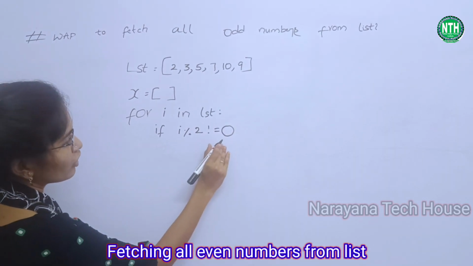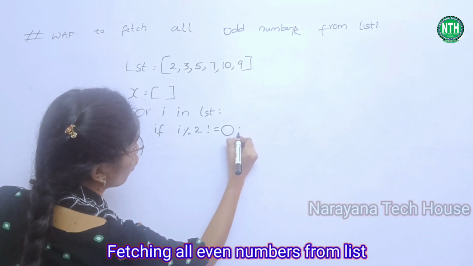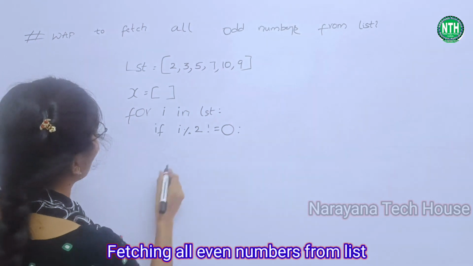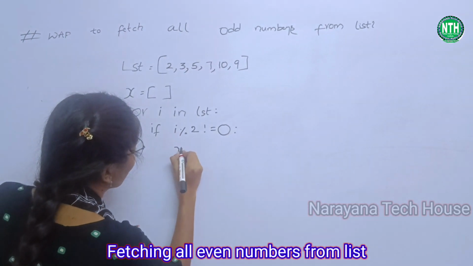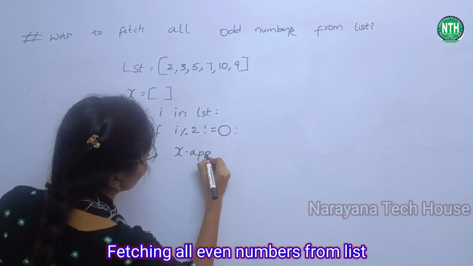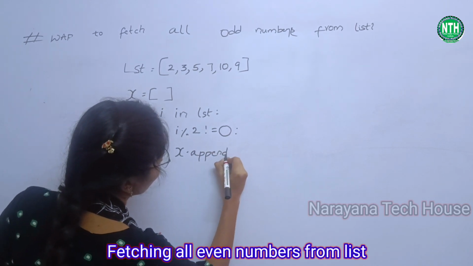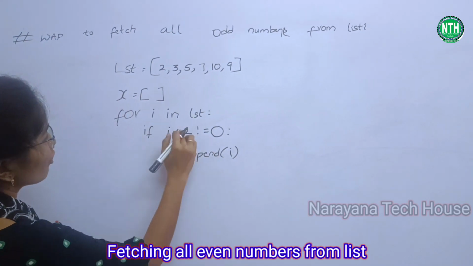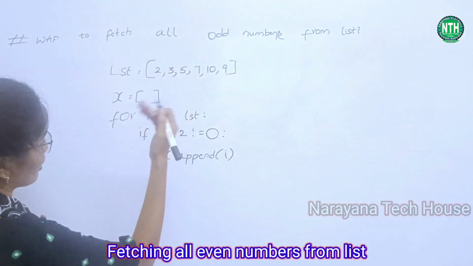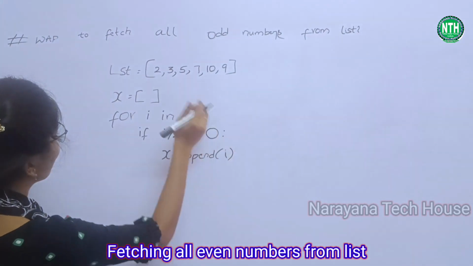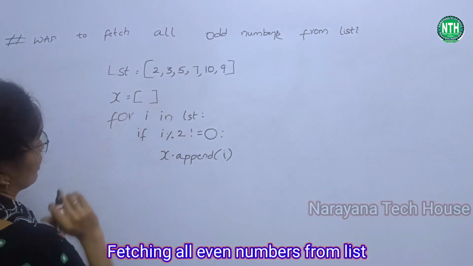If i modulus 2 not equals to 0, if the condition is true, we have to follow x.append(i). Each element, whether it is 2 or 3, whatever it is, if the condition is true, then it will be added to the list.